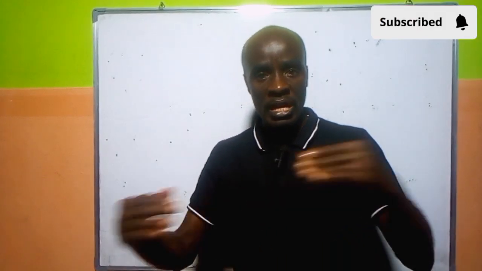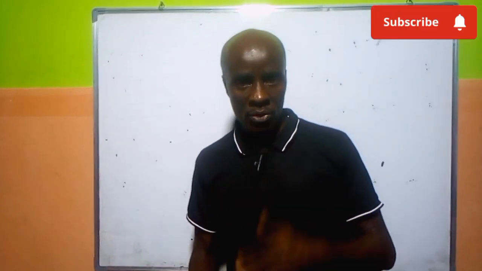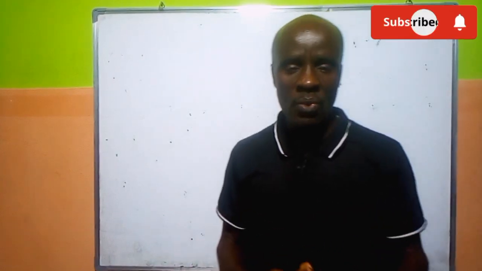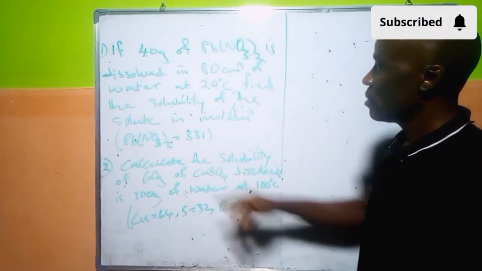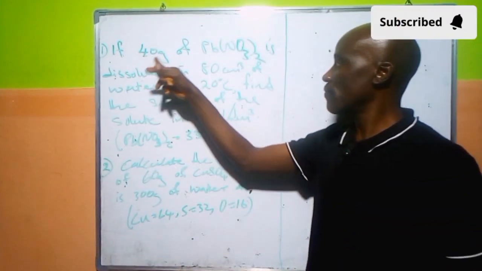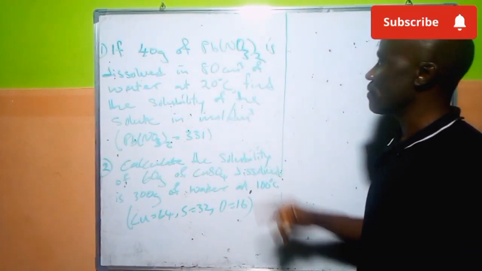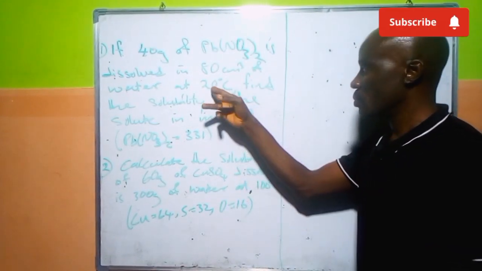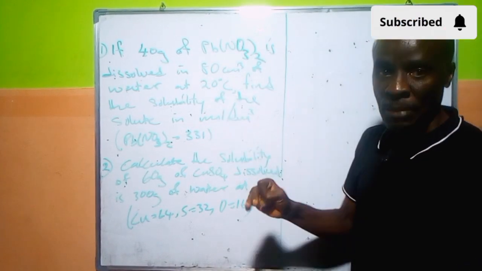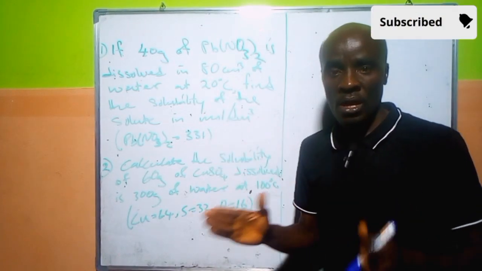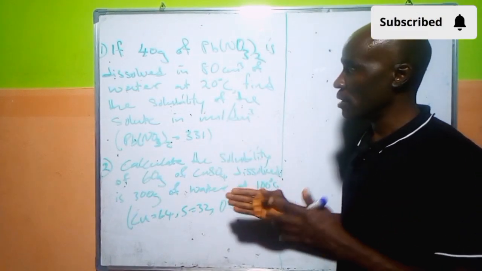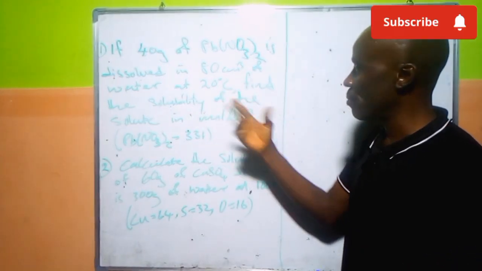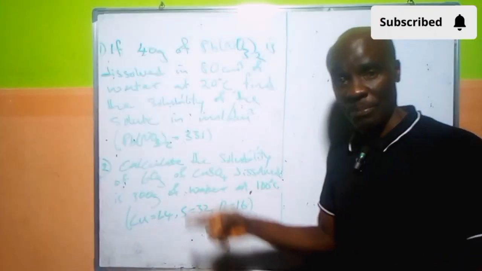So now we're going to be looking at some questions that can help us really understand what we are talking about. If 40 grams of lead nitrate dissolve in 80 cm cube of water at 20 degrees Celsius, this is the temperature of the dissolution. So when we are dissolving, we dissolve at this temperature. What will be the solubility at this temperature?